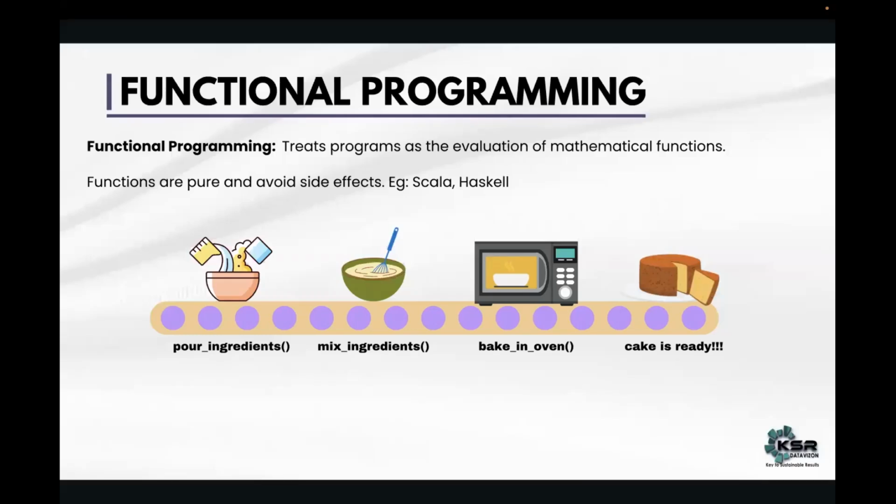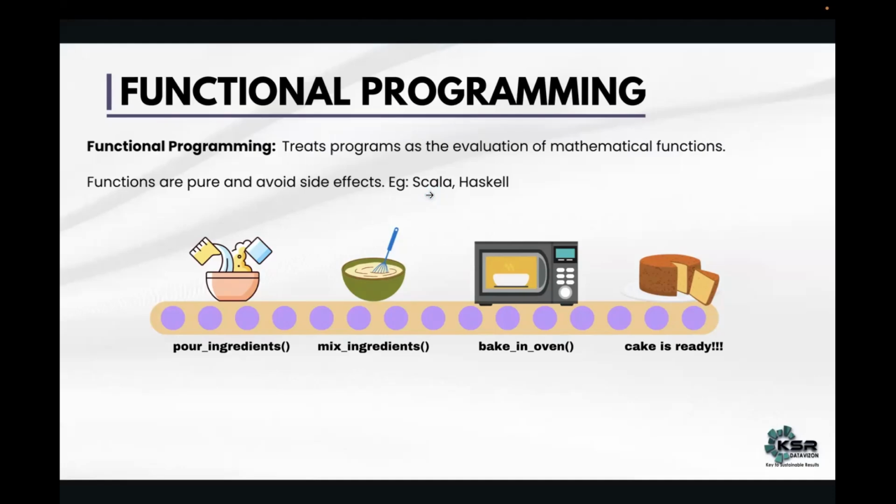What it does is treat your program as different mathematical functions. So you can write mathematical functions, and for each function, if you give some input, it will give that output. If you give the same input, it will always give the same output. That is what it means that functions are pure and avoid side effects. Some languages in which you can use functional programming are Haskell and Scala.